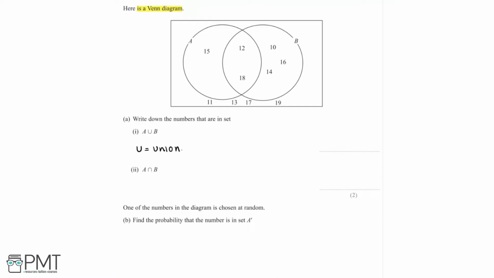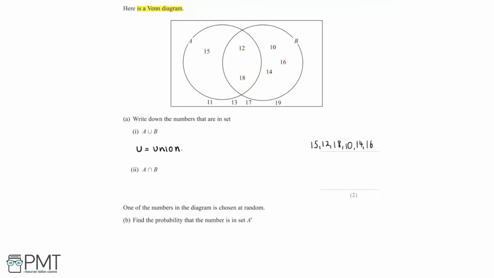And so looking at our Venn diagram, we can see that these highlighted numbers are all in set A or they're in set B. And so we can say that the numbers in set A union B are 15, 12, 18, 10, 14, and 16.